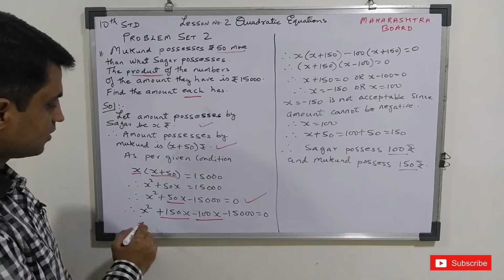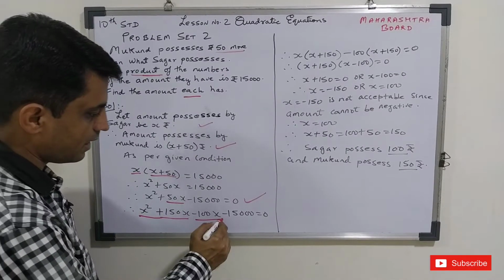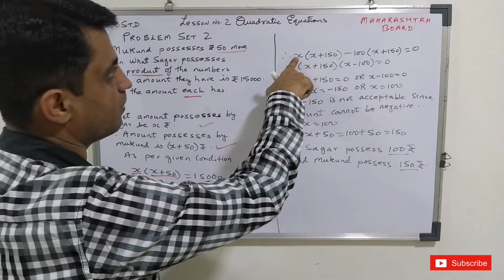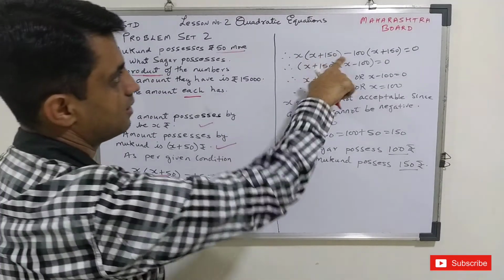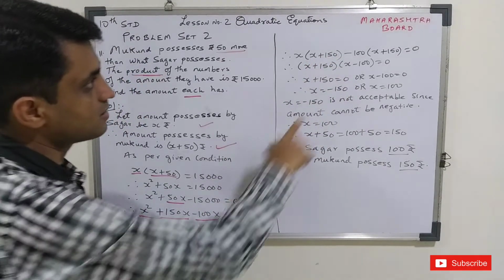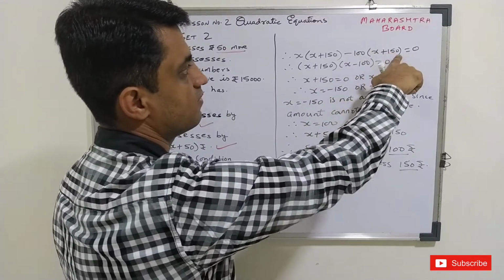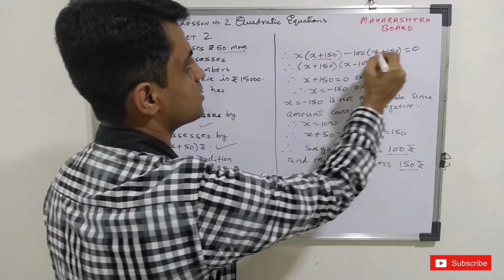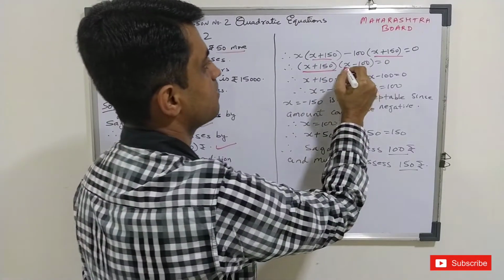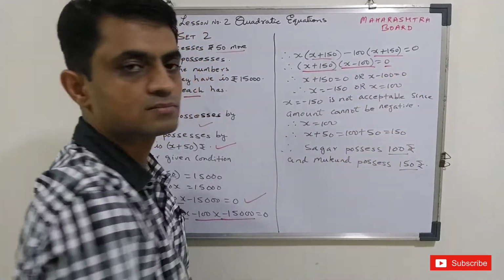Now, after this, you take pair of 2, these 2 terms and these 2 terms. From here, what is common? x common. So, what will you get? x plus 150. From here, what is common? Minus 100. So, what will you get? x plus 150. Now, x plus 150 is common. So, we write x plus 150. What is uncommon? x minus 100 is equal to 0.